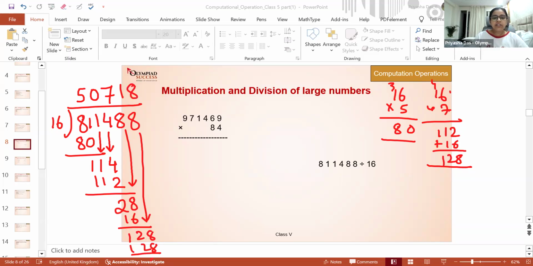8, 0. So this is the long division method. Please write it down in your copy if you have not written the long division method yet. This is the long division method which is done with the table of 16.